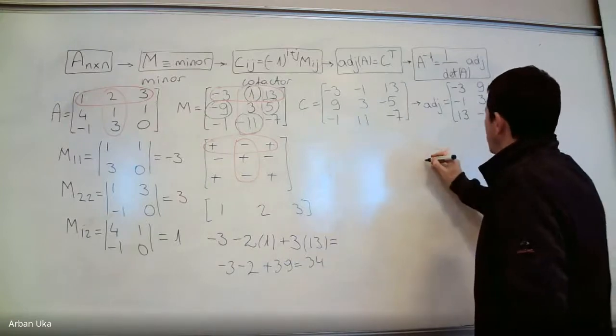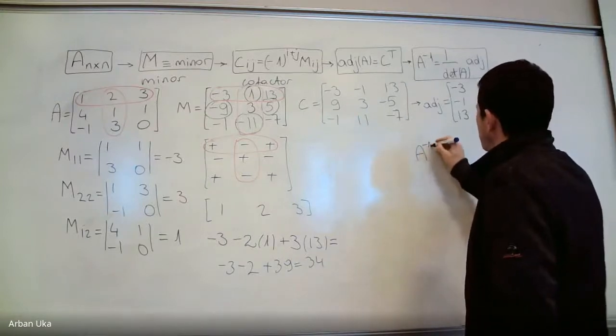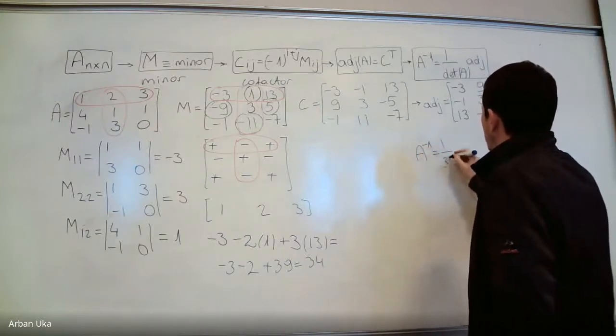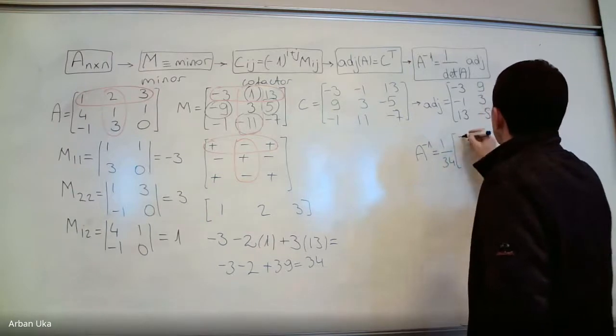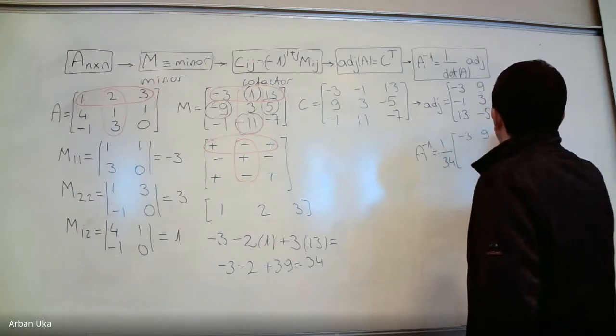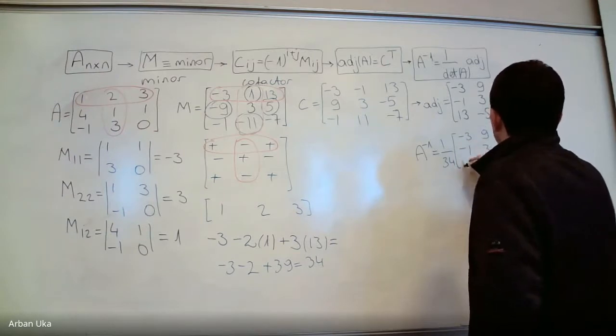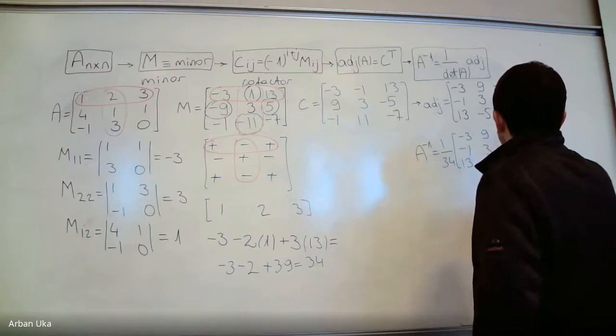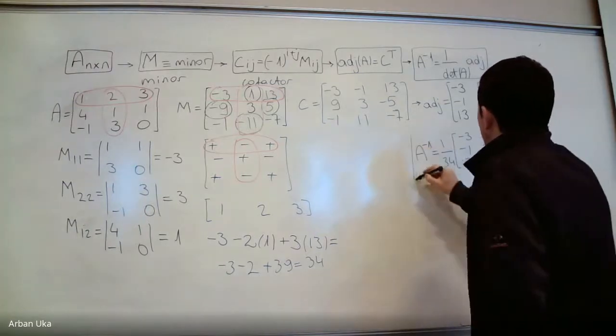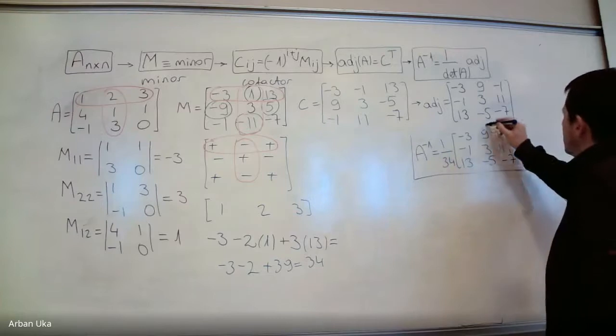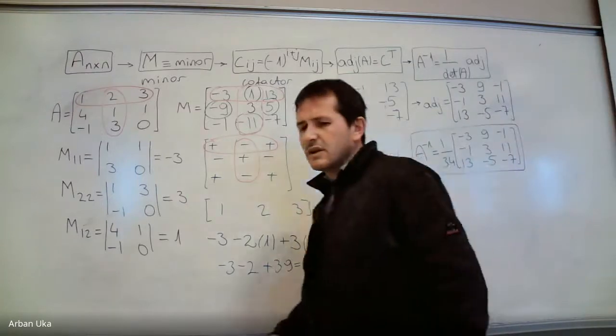So if this is 34, then we say that A inverse is equal to 1 over 34 times minus 3, 9, minus 1, minus 1, 3, 11, 13, minus 5, minus 7. Okay? So we found the matrix, the inverse of A.